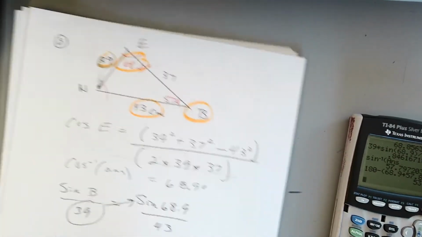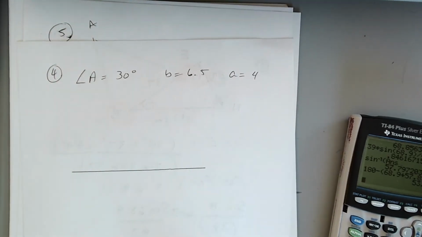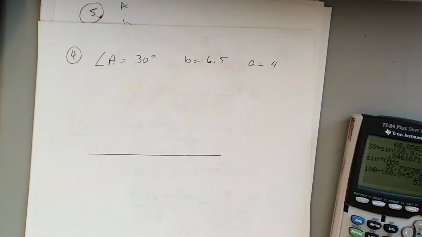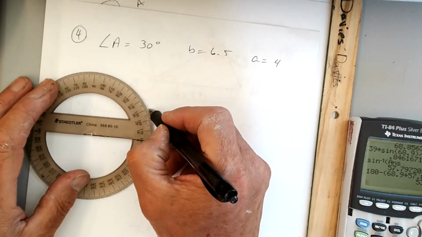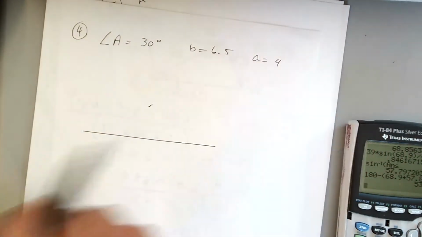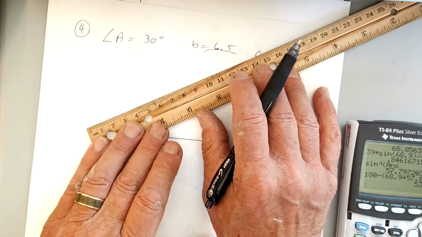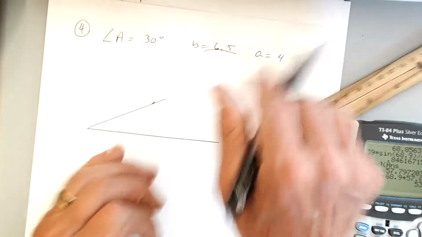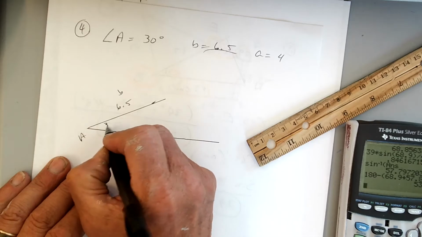Okay, now let's take a look at number 4. Now, number 4, you're going to have to draw it to scale. Here we go. Let's do this. So I'm going to make an angle A, 30 degrees, right about there. Make the length of that be 6.5, so I want to draw B, so 6.5. Draw it to scale. Okay, 6.5, that's side B, angle A, which is 30 degrees.